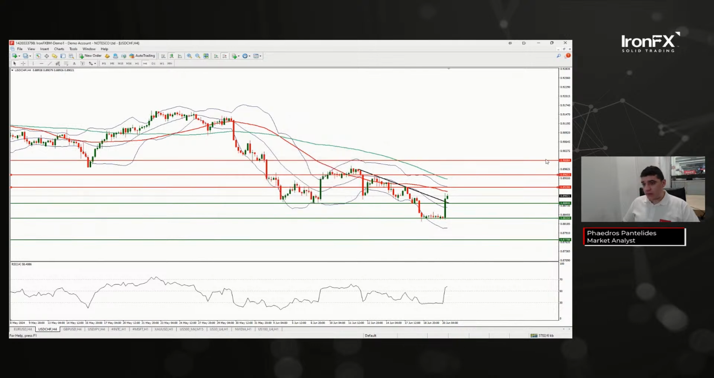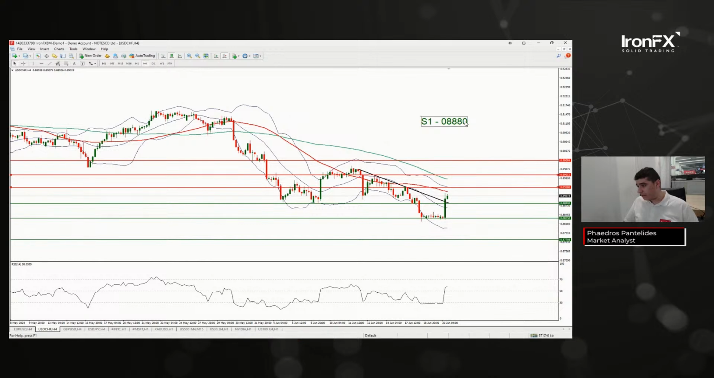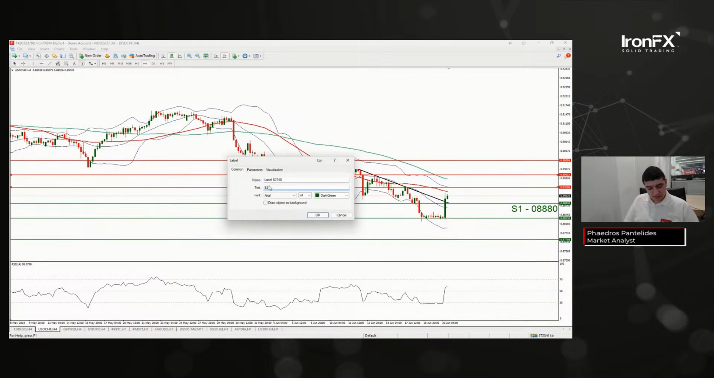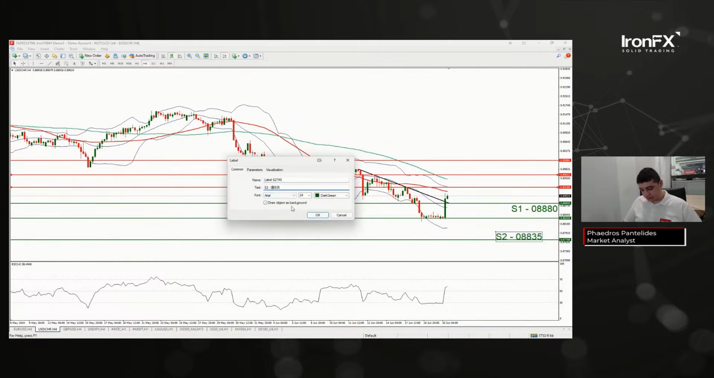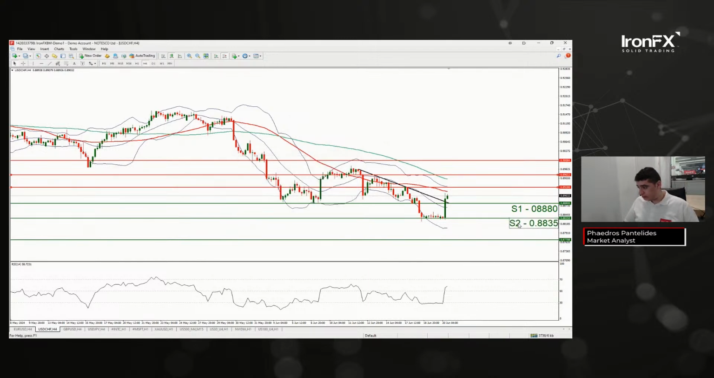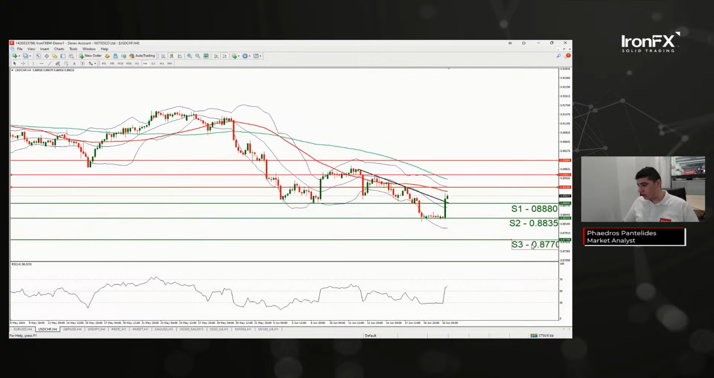And there we go. Text label. So let's place this. Let's use S1. So S1, as we've said, 0.8880. That is our S1 level. For S2, I would be placing 0.8835. And then for S3, 0.8770. So that would be my S3 support line.